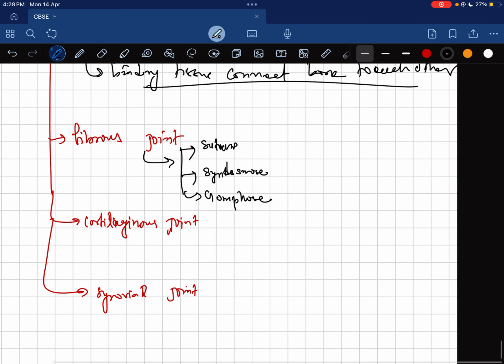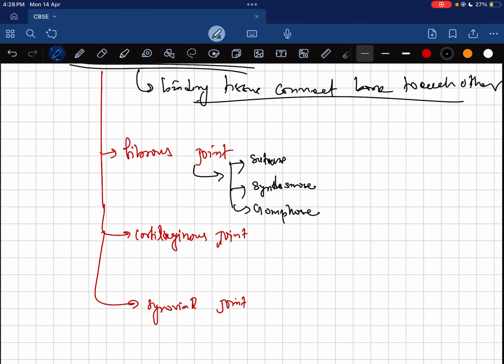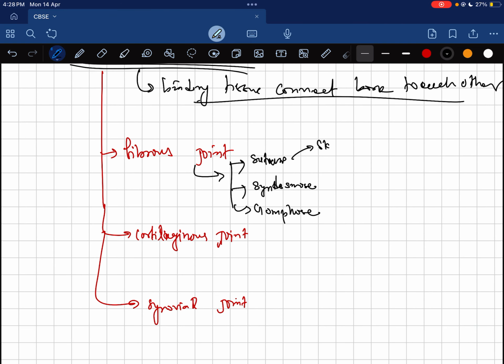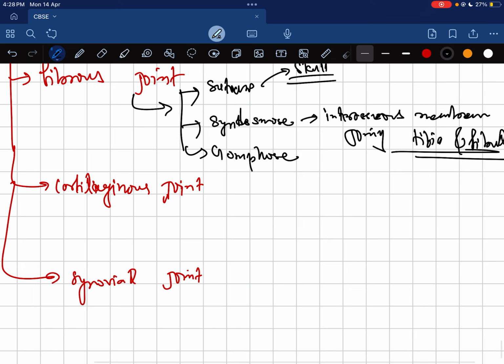First, suture, as we have discussed, is in the skull. Syndesmosis is like the interosseous membrane joining the tibia and fibula. Then there is gomphosis, which, as we have already discussed, is the tooth to the skull.